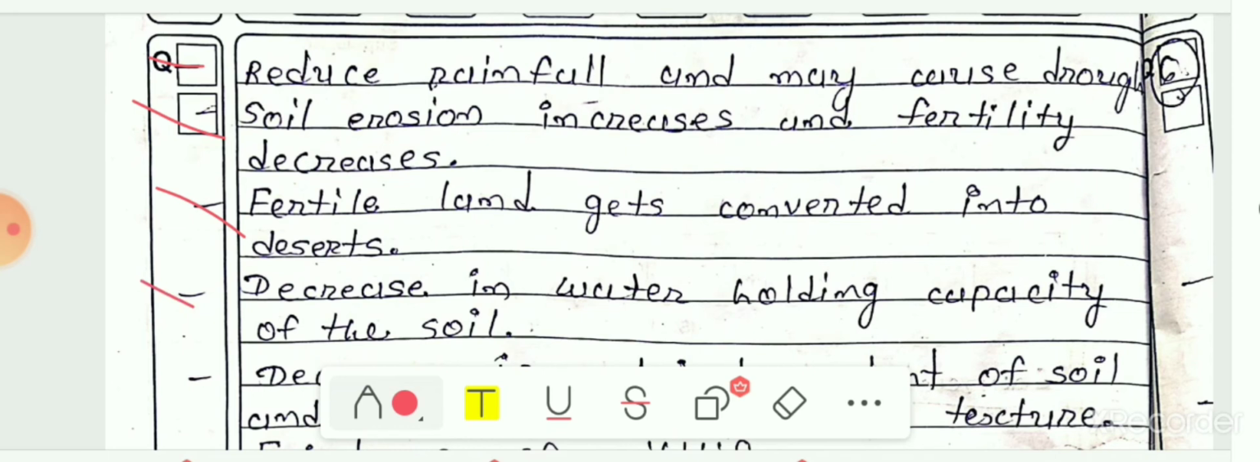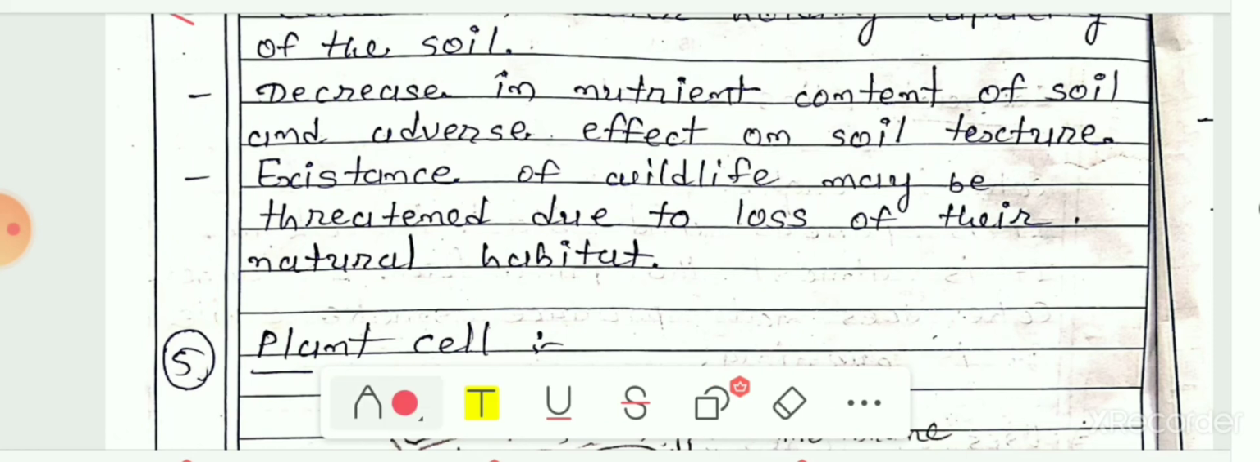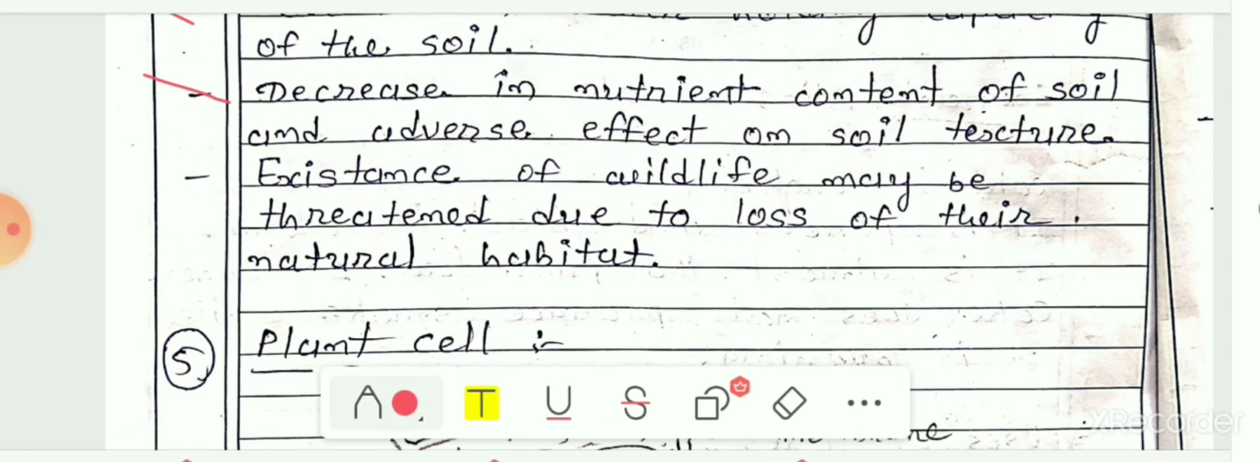Next is decrease in water holding capacity of the soil. As we know, when the soil texture degrades, the water holding capacity of the soil will also decrease. Next consequence is decrease in nutrient content of the soil and adverse effect on the soil texture. It will degrade the soil texture, and the nutrients contained in the soil will also decrease.